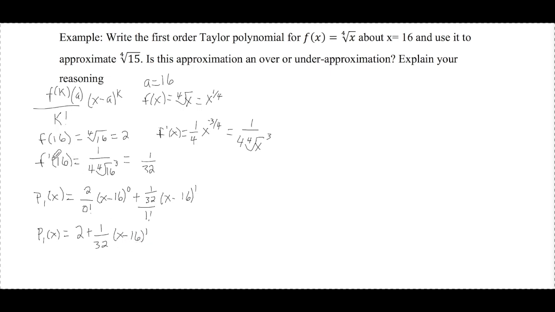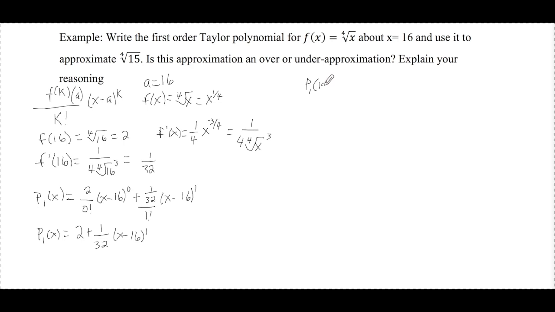Notice I needed f of 16 and f prime of 16 to be able to get that by plugging into my little formula up here. So this is my first order Taylor polynomial, and we want to use it to approximate the 4th root of 15. Okay, so this is going to get interesting. We now know p sub 1 of x.